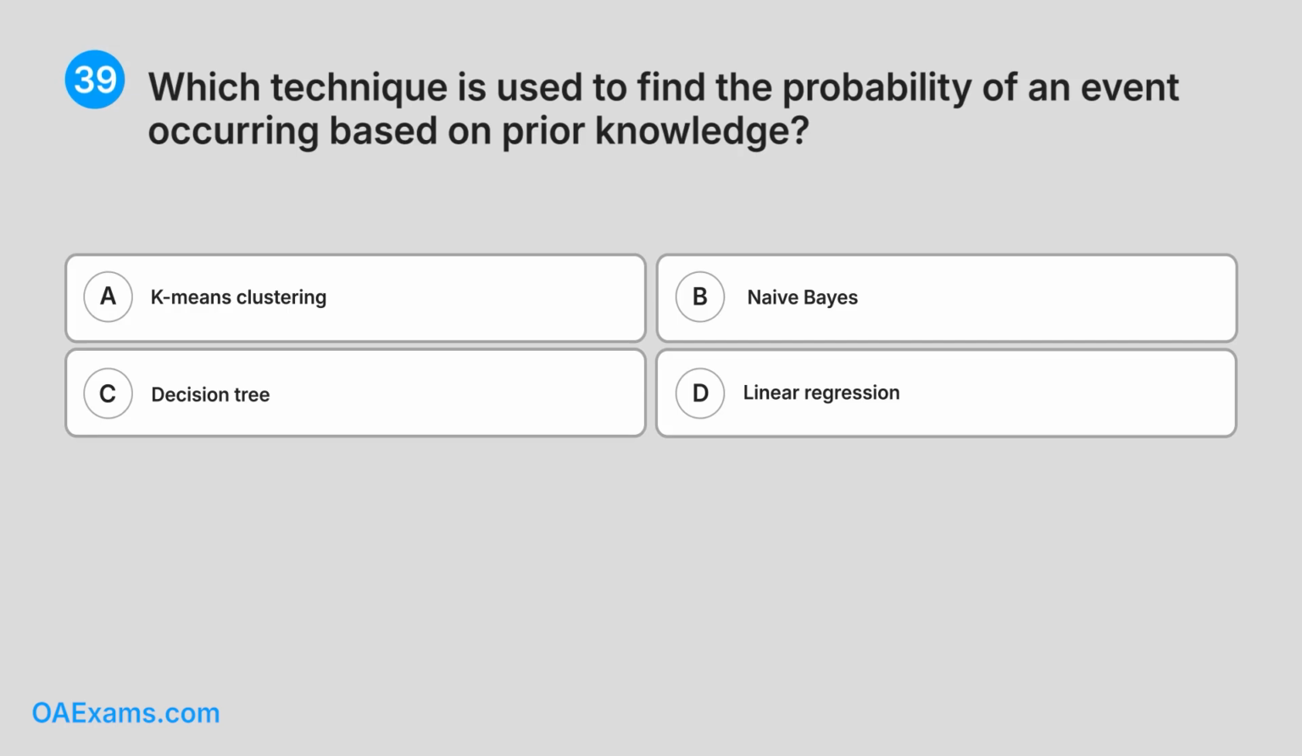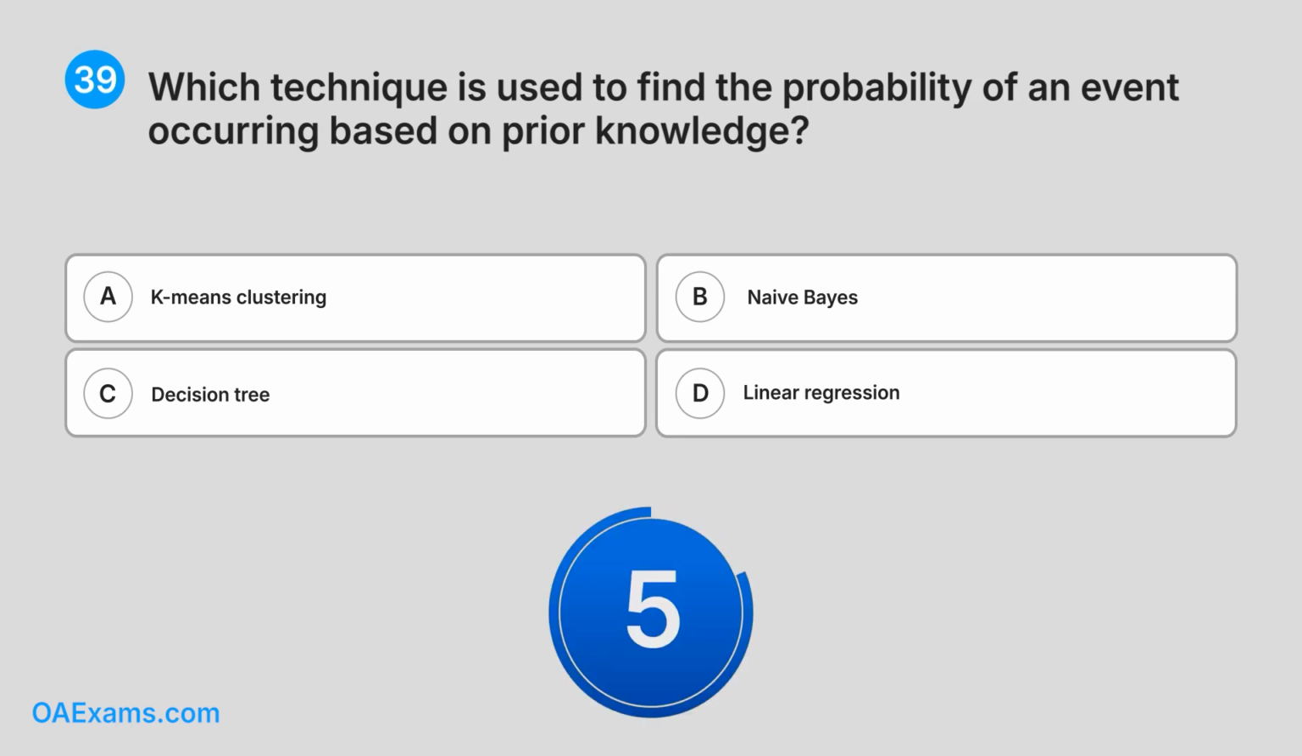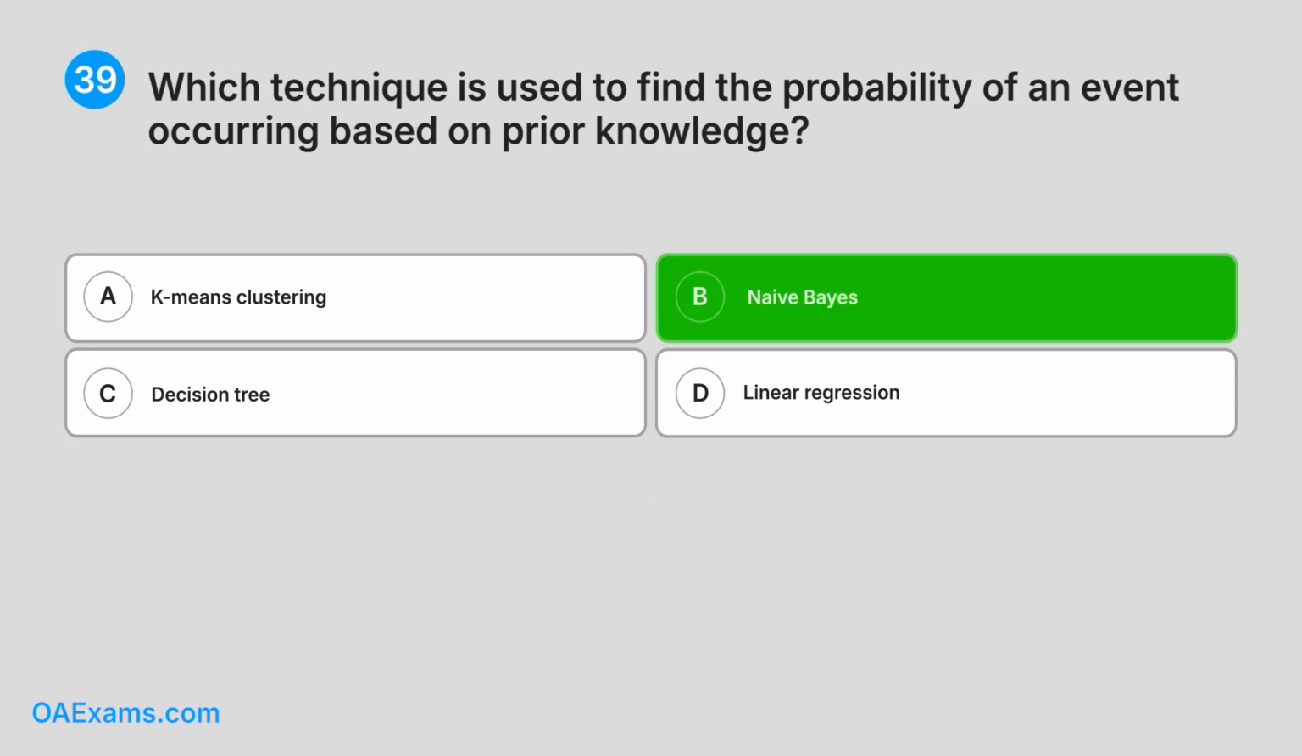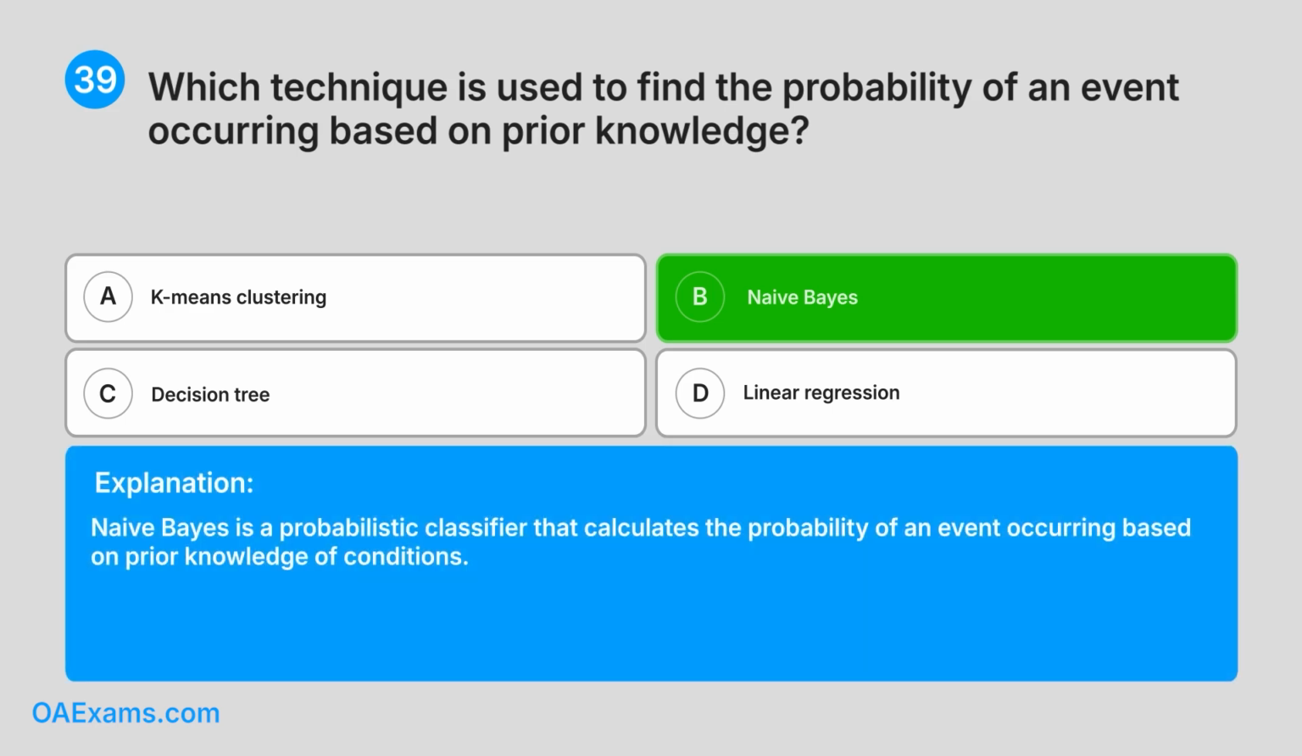A. K-means clustering. B. Bayes. C. Decision tree. D. Linear regression. What do you think is the answer? Correct answer, B. Bayes. Explanation. Bayes is a probabilistic classifier that calculates the probability of an event occurring based on prior knowledge of conditions.